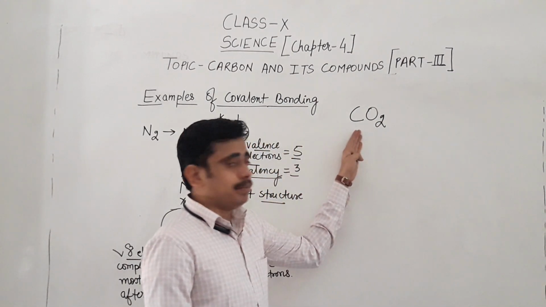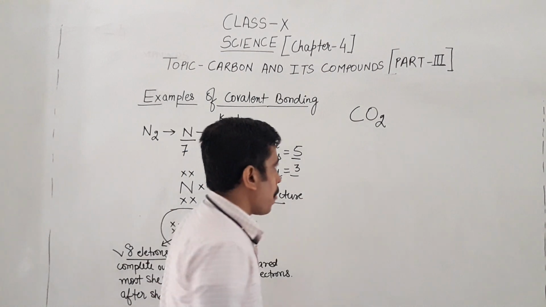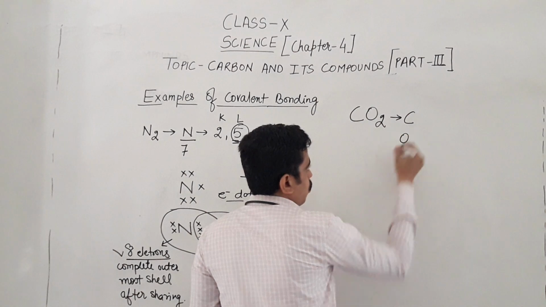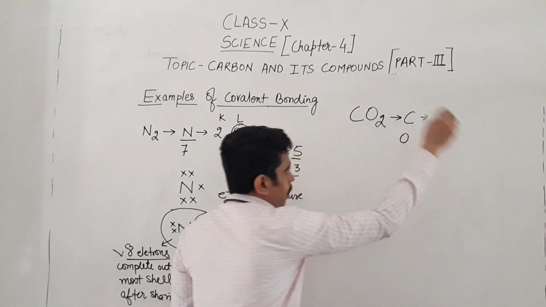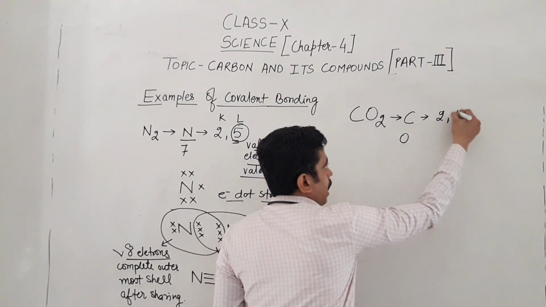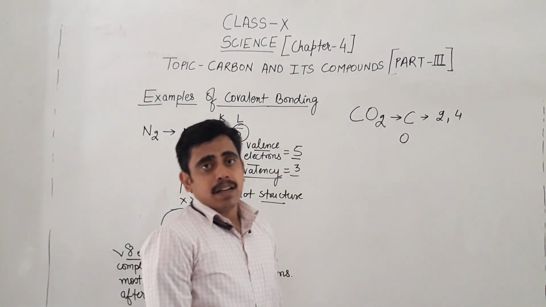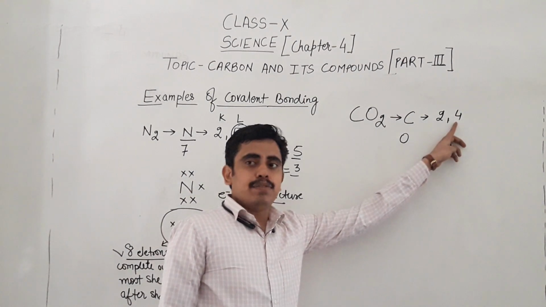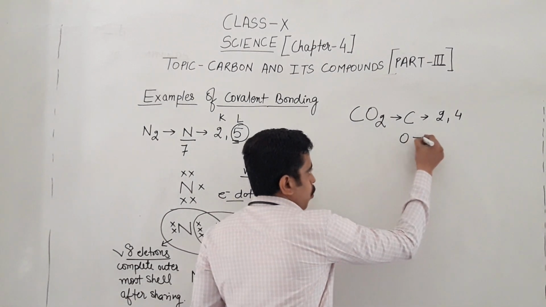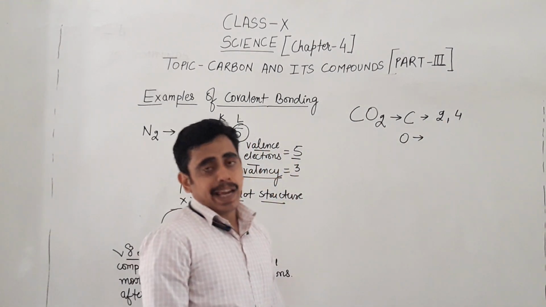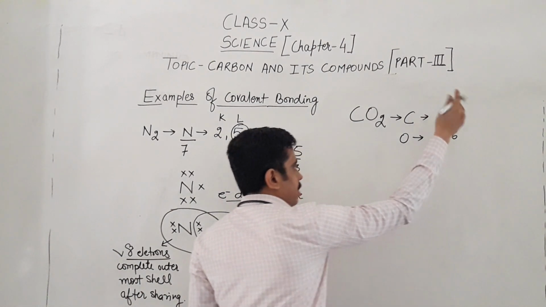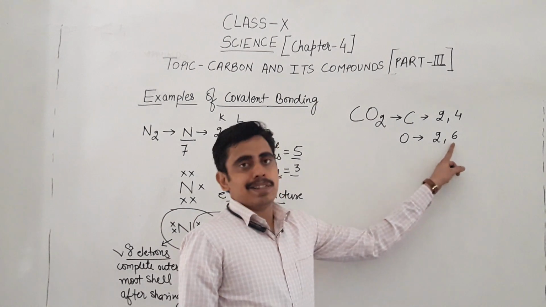So this is the carbon dioxide formula. Carbon dioxide is formed from two kinds of atoms, carbon and oxygen. The atomic number of carbon is 6. Its electronic configuration will be 2, 4. That is, valence electrons are 4 and its valency is also 4. That's why it is tetravalent. Similarly, oxygen has atomic number 8 and its electronic configuration is 2, 6. It has 6 valence electrons.